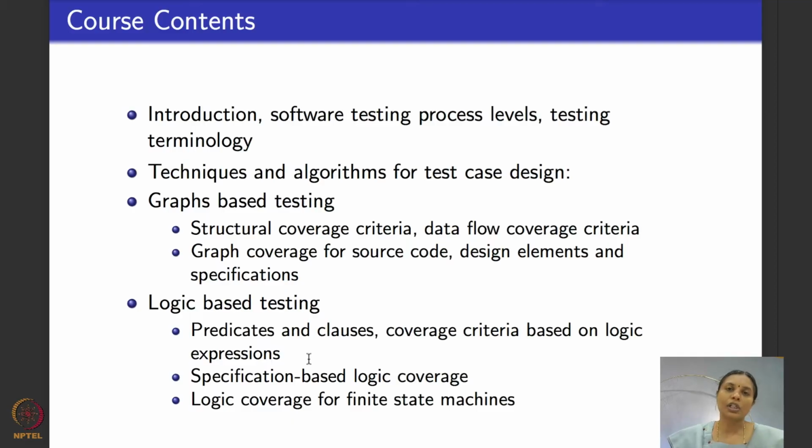Then we took this logical coverage criteria and first saw how to apply it to source code. If you remember, we saw 2 examples, an example of a thermostat and an example that determines the type of a triangle. Then we looked at how to apply logical coverage criteria for design elements, where we looked at preconditions, and how to apply logical coverage criteria for state machines.